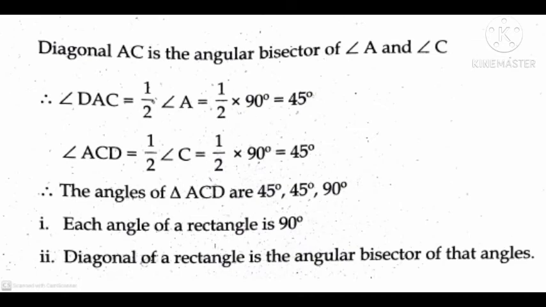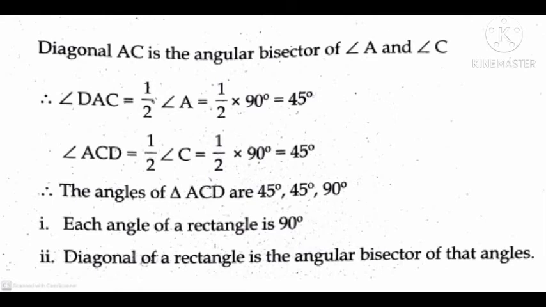Diagonal AC is the angular bisector of angle A and angle C. Therefore, angle DAC is equal to half of angle A, that is half into 90 degrees. Here 90 degrees is divisible by 2, we get 45 degrees. Next, angle ACD is equal to half of angle C, that is half into 90 degrees. Here 90 degrees divided by 2, we get 45 degrees. Therefore, the angles of triangle ACD are 45 degrees, 45 degrees, 90 degrees.